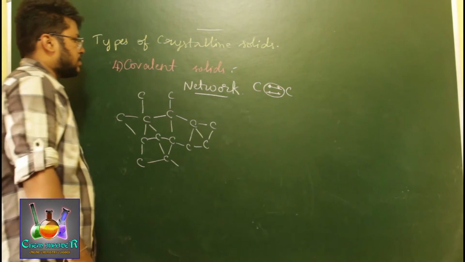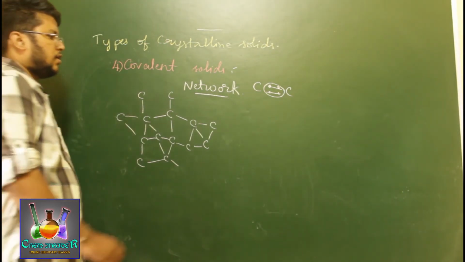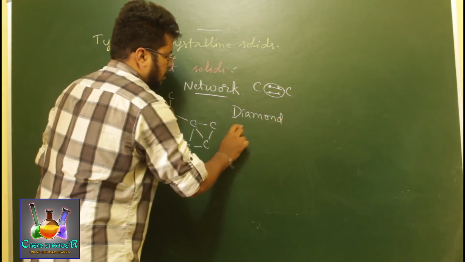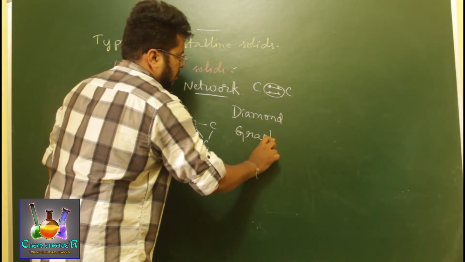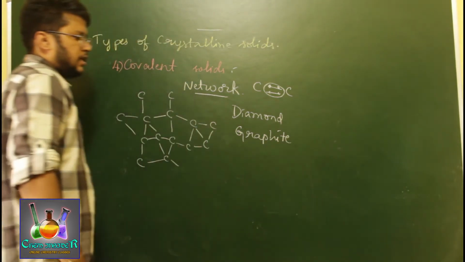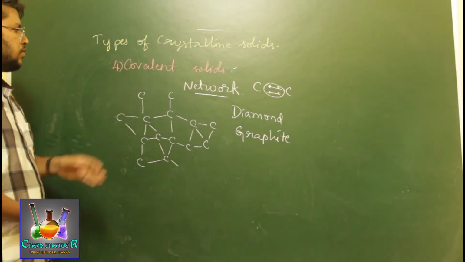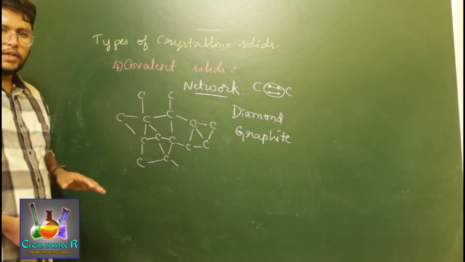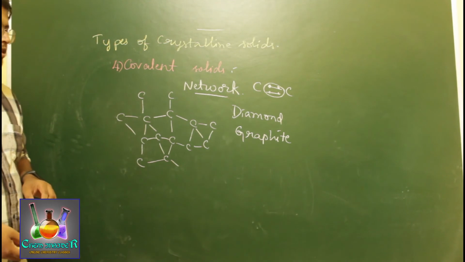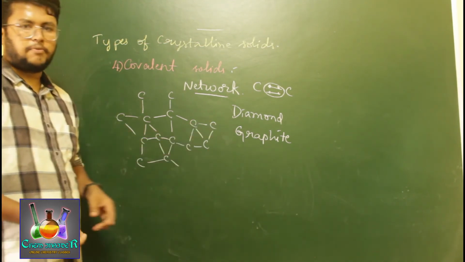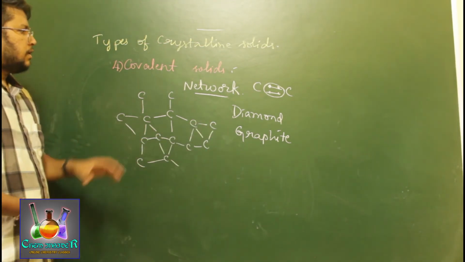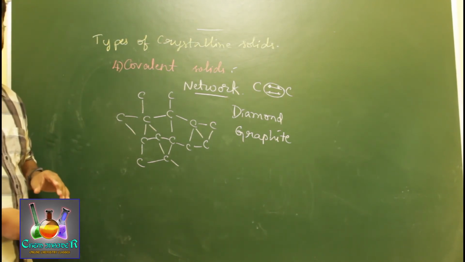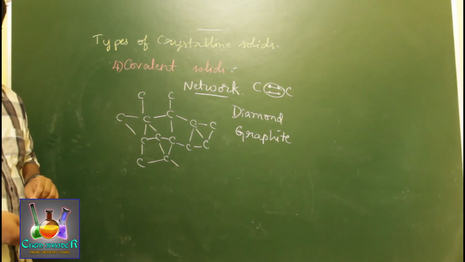For examples of covalent or network solids, we can consider diamond, graphite, or sometimes silica. Even though these covalent solids have no free electrons, some of them are good conductors of heat and electricity, especially graphite, whereas diamond is a very bad conductor of heat and electricity. Covalent solids are very hard in nature, and they have extremely high melting and boiling points.